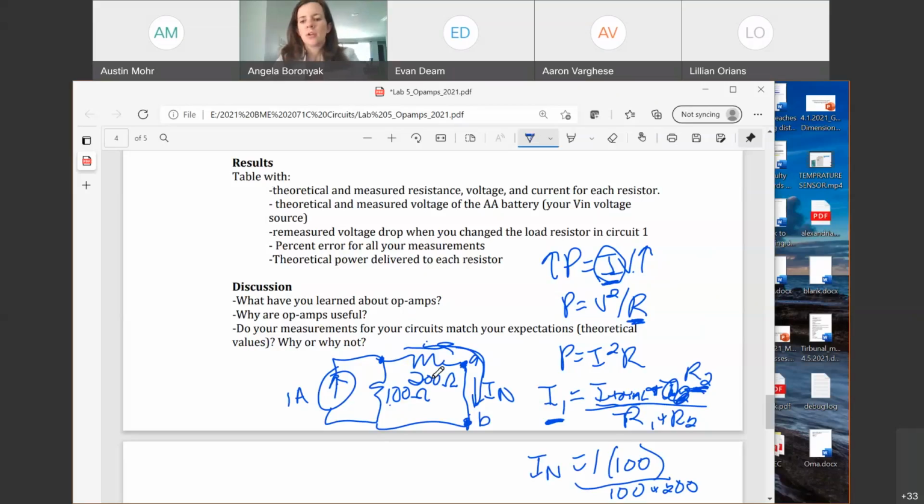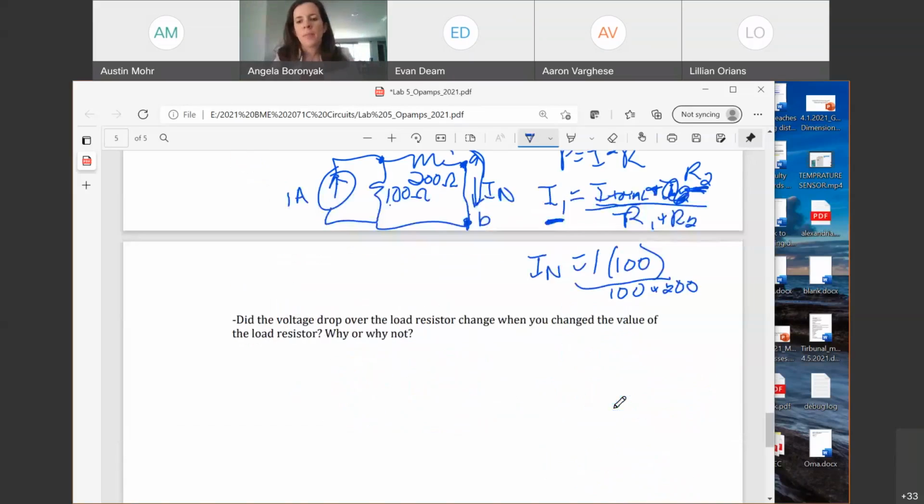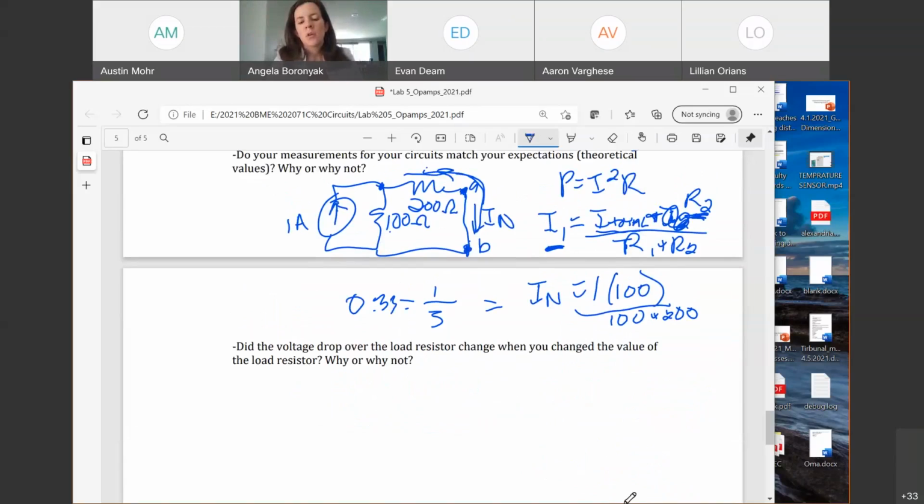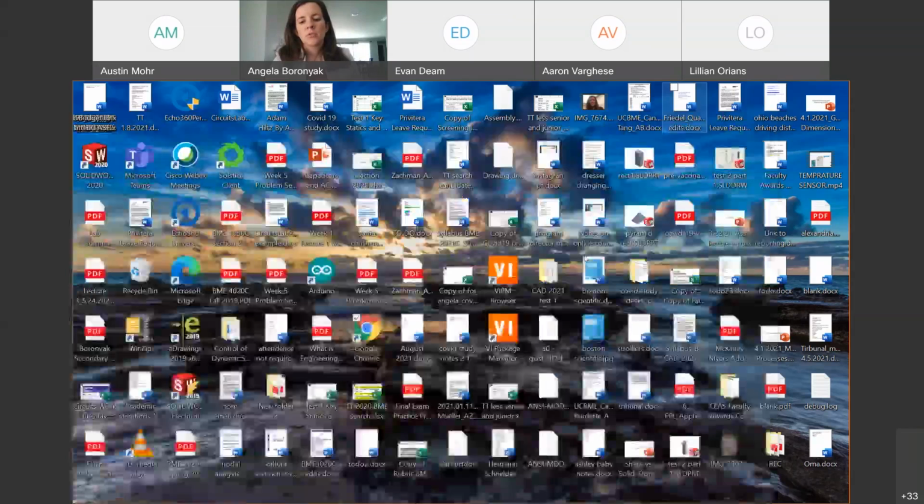So current divider is trickier than voltage divider. They look very similar in setup, but it's the opposite branch's resistance here, not the one you're actually looking for the current through. Be very careful with that. So what does that get me? I have 100 over 300, which is 1 over 3, is 0.33. Questions on that? Because most people did not get that correct. If I had wanted the current through the 100 ohm, then I would be plugging in 200 in this value instead. But opposite branch's resistance.